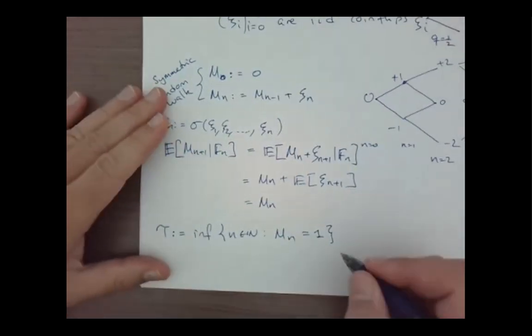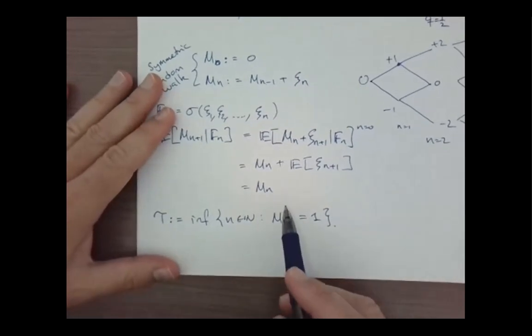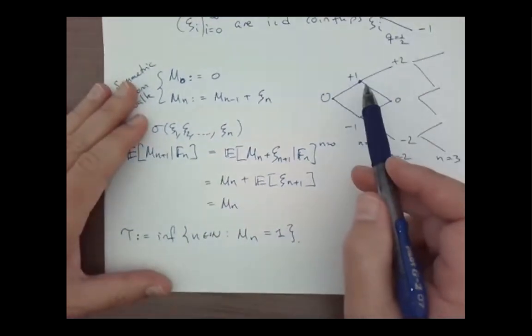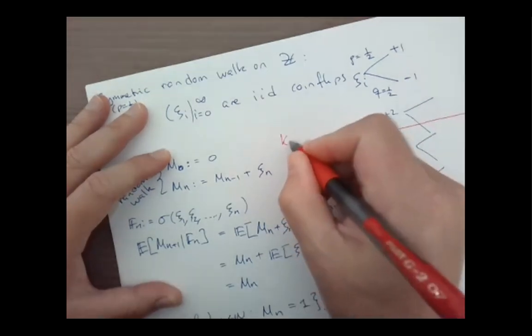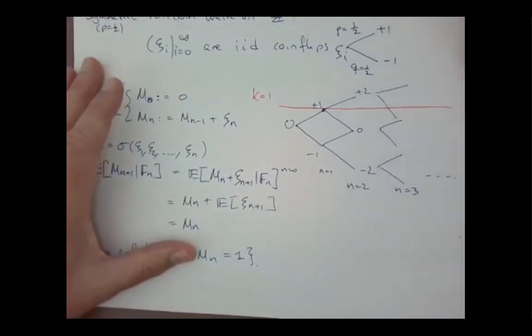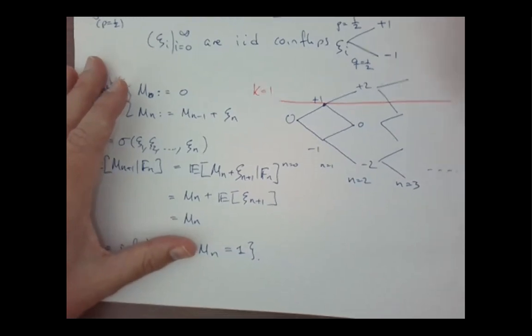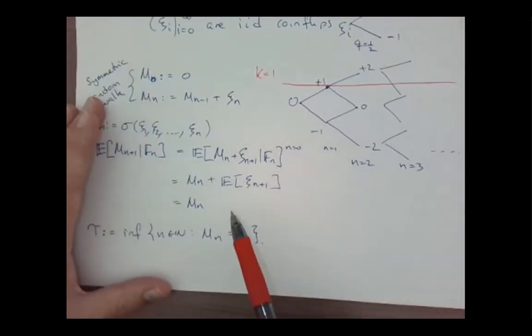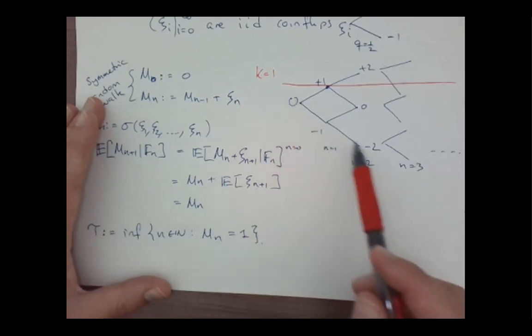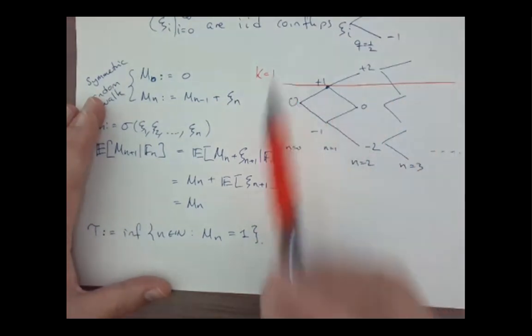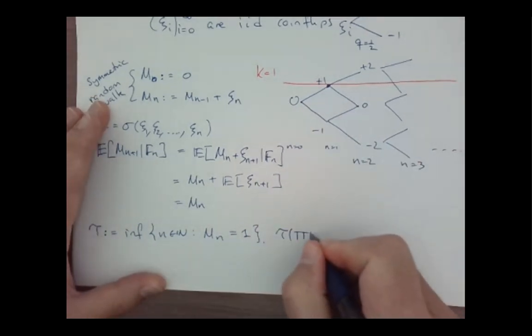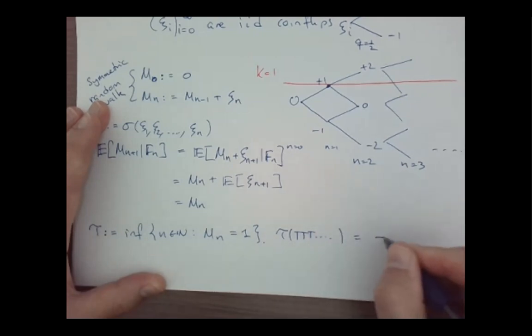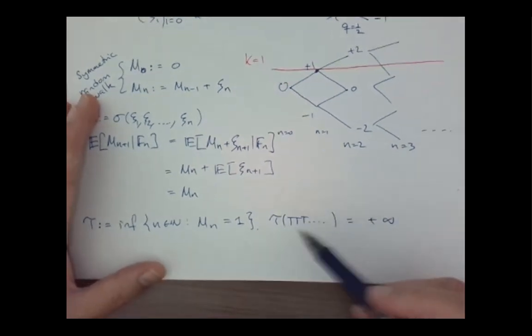And again, we should note that there are lots of omegas that will never reach the level 1. With the symmetric random walk, I'm interested in when it crosses this level. There are lots of omegas that would have a path that would never cross this red line here. So for example, if I looked at tau on just a bunch of tails, this here would be equal to plus infinity because it never crosses on a bunch of tails.